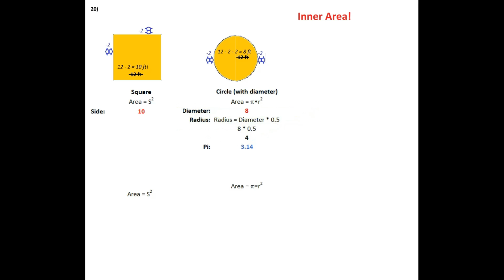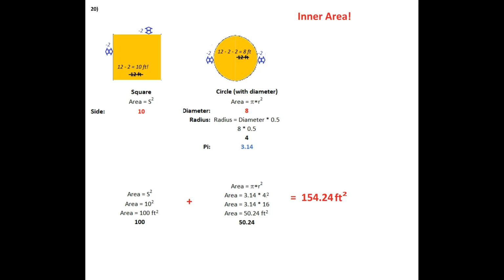If we move on here, we square 10 and we end up with 100 feet squared. That's the inner area of that square. Then we move on to our circle. The area is 3.14 times 4 squared, 3.14 times 16, which is 50.24. Add those 2 areas up, we get 154.24 feet squared.